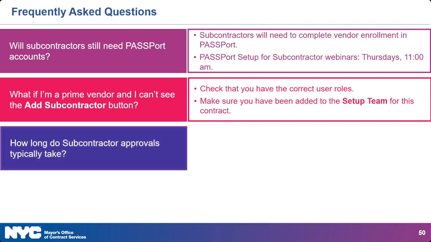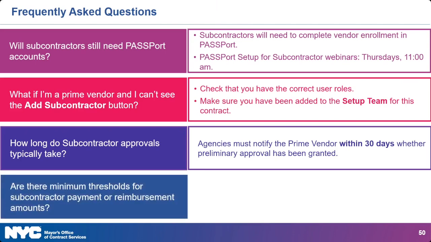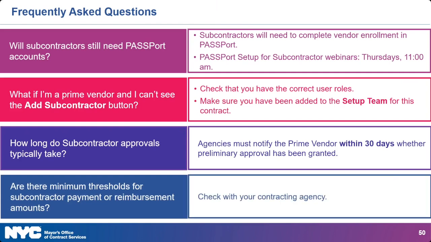So how long do subcontractor approvals typically take? Agencies must notify the prime vendor within 30 days whether preliminary approval has been granted. No subcontractor shall be permitted to perform work unless they are final approved by the agency. Are there minimum thresholds for subcontractor payment or reimbursement amounts? Please check your contracting agency's fiscal manual or contact your agency contact for guidance.